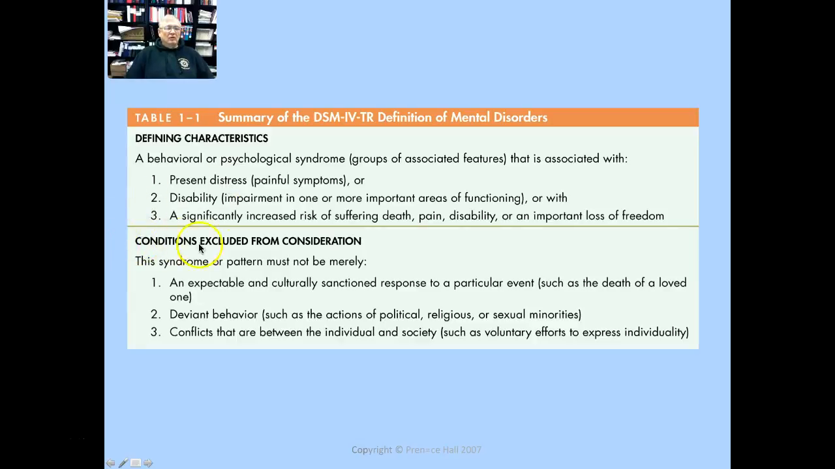So the second major category here, conditions excluded from consideration, I mentioned before, and in particular if it's an expectable or culturally sanctioned response. If you're depressed because your child died, they're not going to give you a diagnosis of major depressive disorder. Or if you have deviant behavior, if you're politically atypical, or you have an unusual religion, or if you're a sexual minority, meaning maybe you're swingers or wife and husband swappers, or you're into consensual sadomasochism. If it's a sexual minority, then it could be excluded if it doesn't cause a problem.